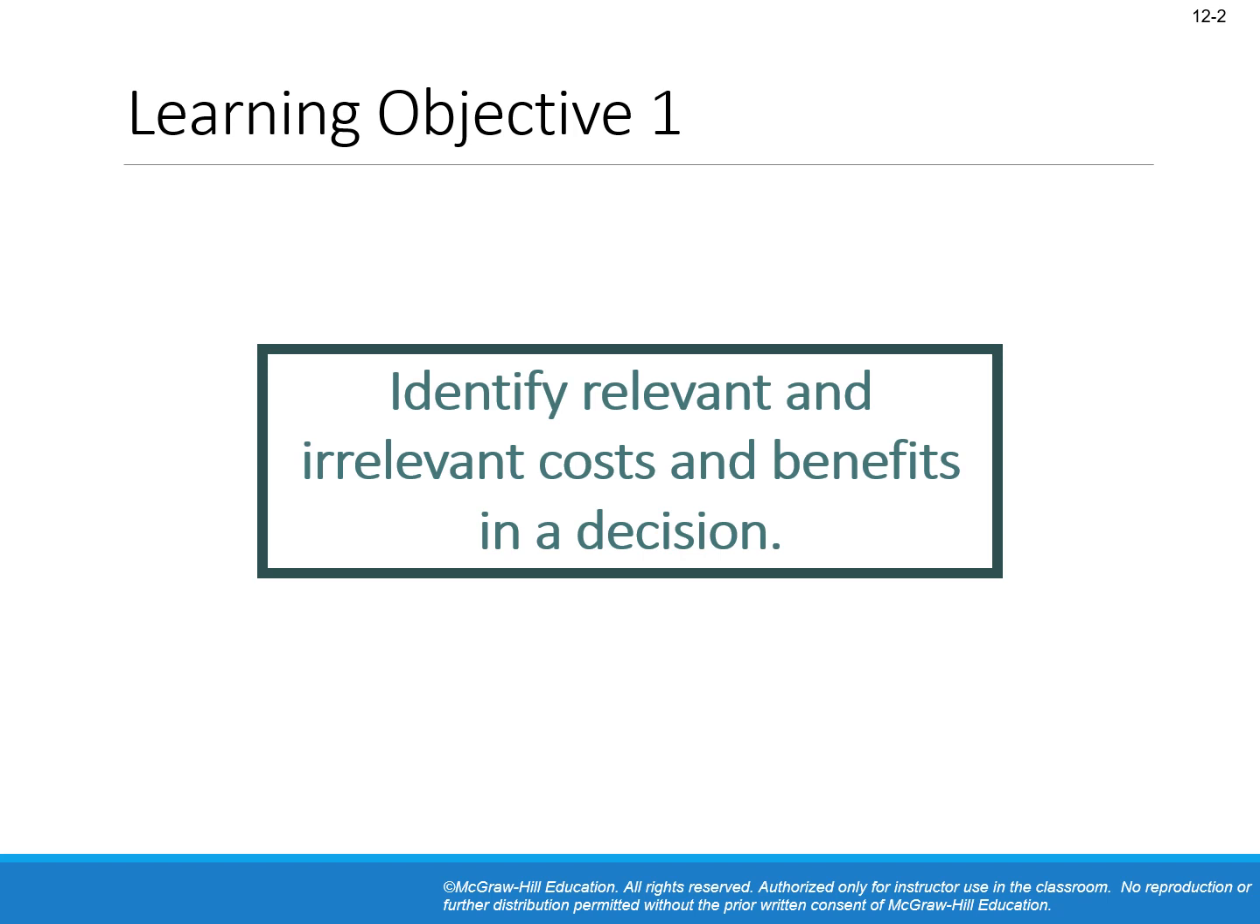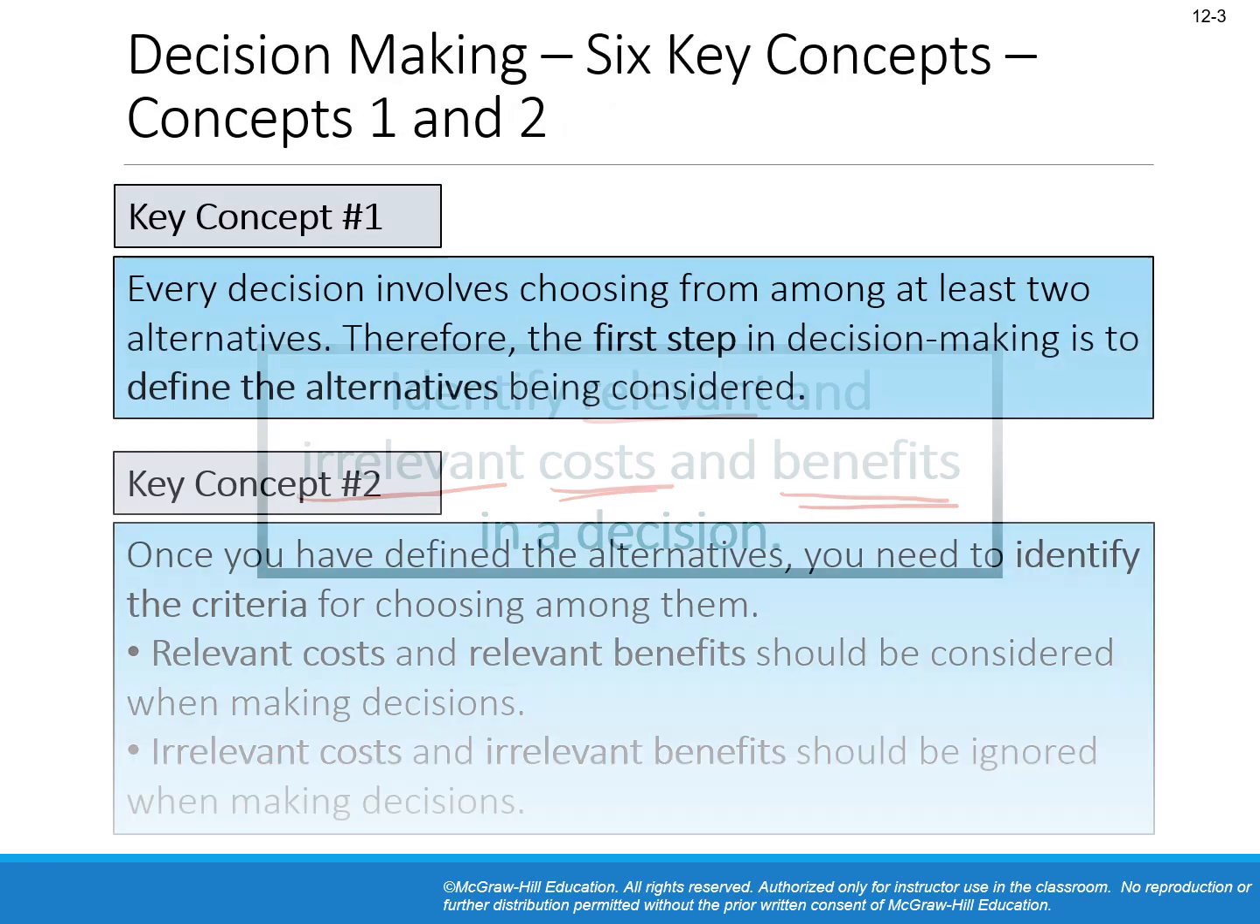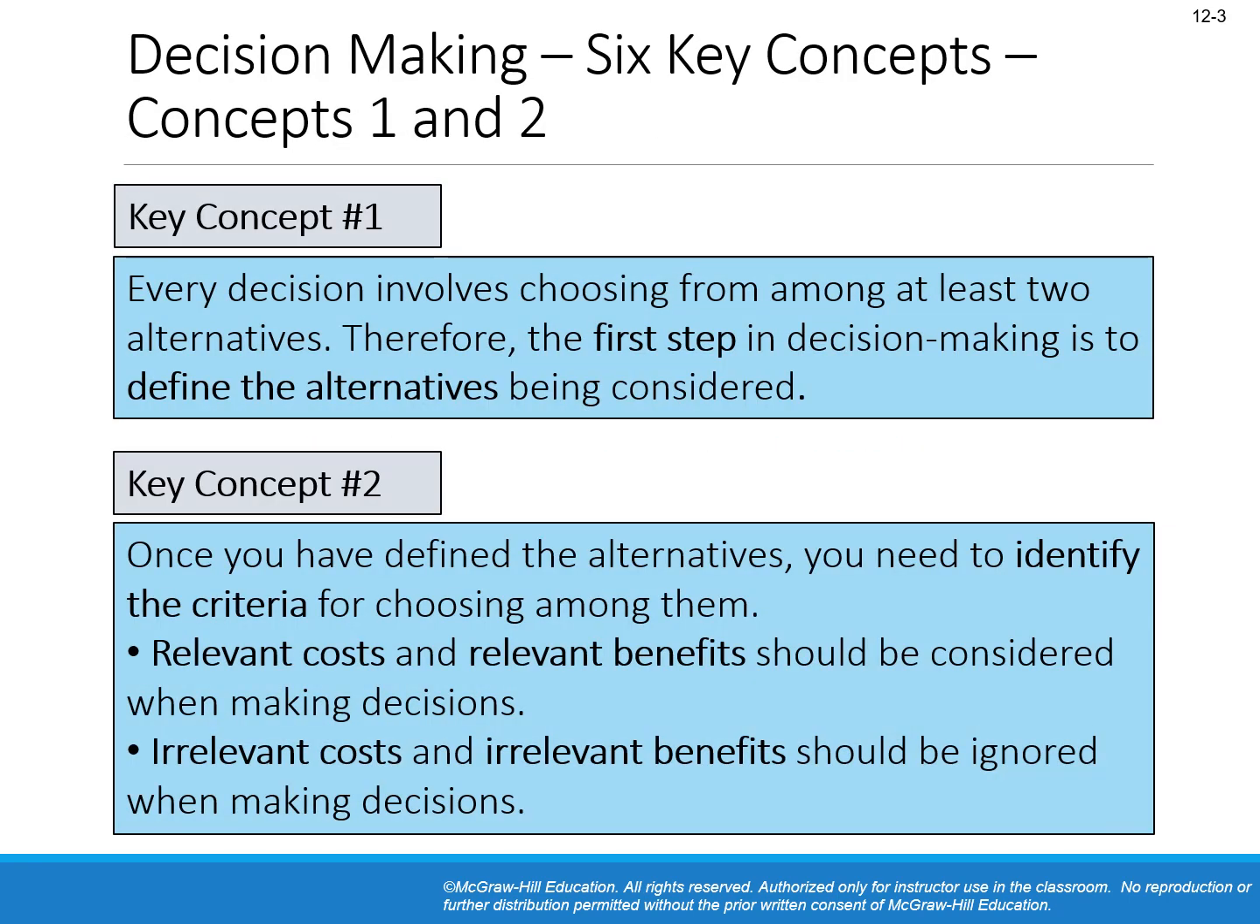So in the first learning objective, we are going to identify relevant and irrelevant costs and benefits in a decision. So we have relevant cost, relevant benefit, irrelevant cost, and irrelevant benefit. In the first key concept that has to do with the relevant and irrelevant costs and benefits, every decision involves choosing among at least two alternatives, which is called a differential analysis. Therefore, the first step in the decision-making process is to define the alternatives being considered.